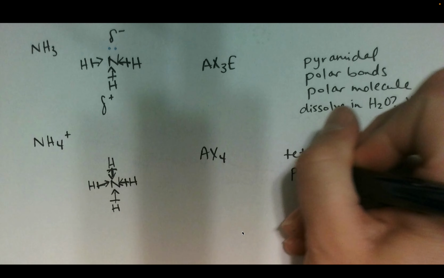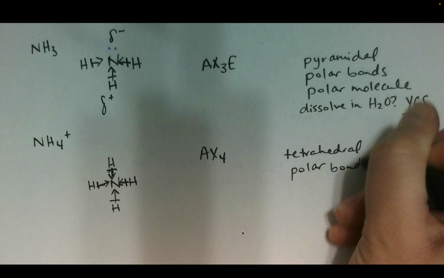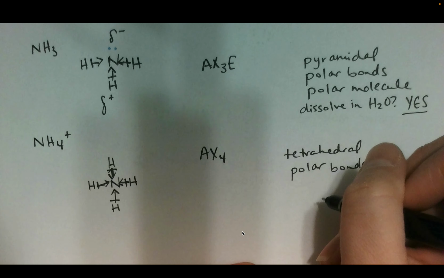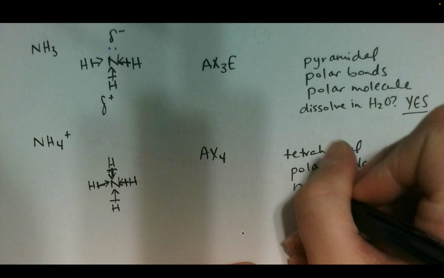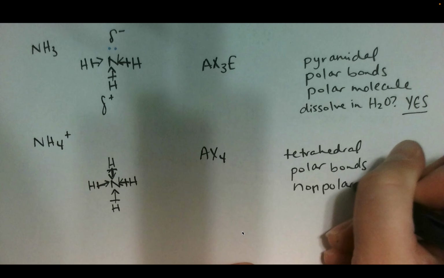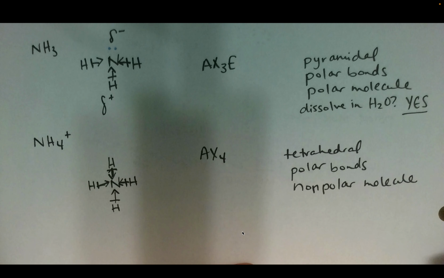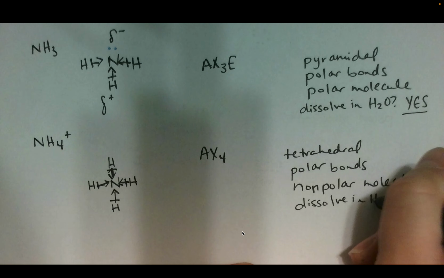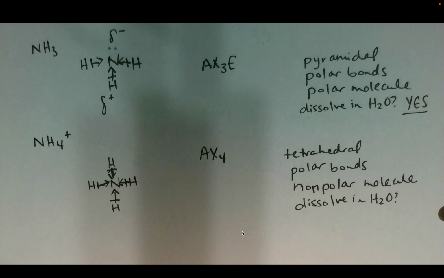So I have polar bonds. In most cases, you're going to have polar bonds unless you have two of the same element. There's some things where their electronegativity will be really similar, but for the most part, if it's not the same thing, you're going to have a polar bond. Is this a polar molecule? Equal but opposite poles makes it a nonpolar molecule. Can I dissolve it in water? No, because it's a nonpolar molecule.